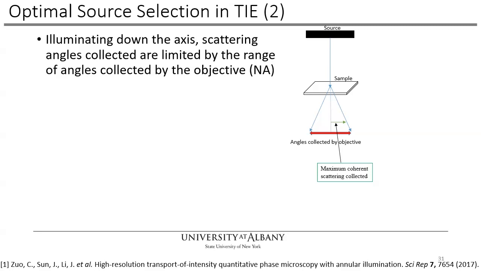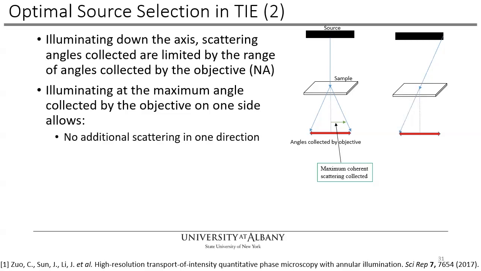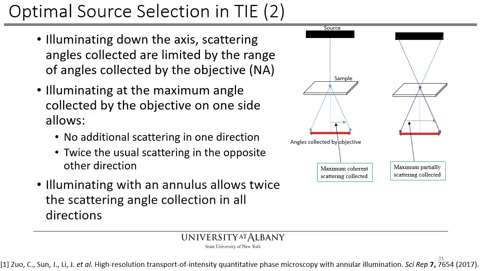If you illuminate from off axis, you get no scattering in this direction because you can't go any further and still be captured by the objective. But you get twice the scattering in this direction. If you illuminate from the opposite side, you get no scattering this way, but twice the scattering the other way. If you illuminate from a whole annulus, you actually capture twice the amount of scattering information from all directions than you would in the coherent case. And so that's why I keep claiming you can double the resolution with partially coherent illumination. It's the angular capture you get.